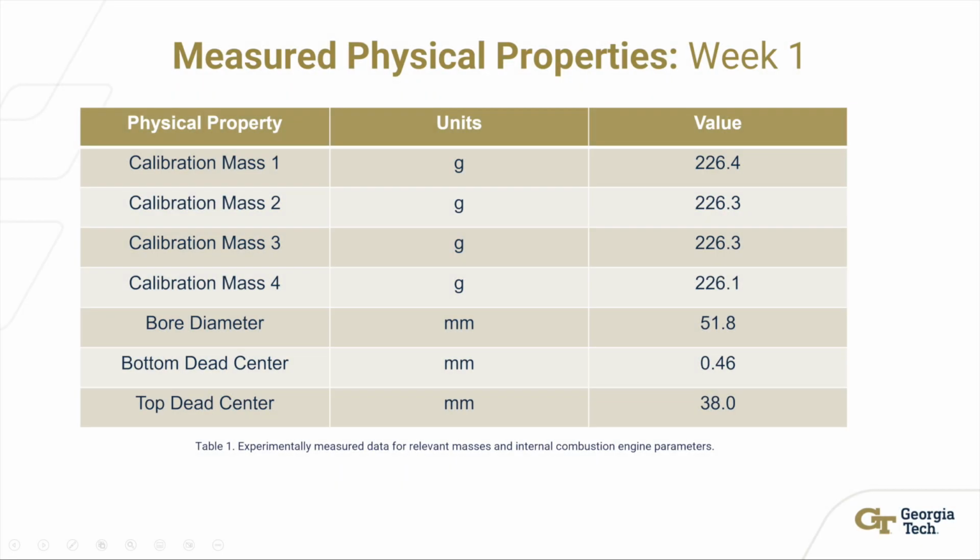Here is a table showing the measured physical dimensions of the IC engine, which will be later used for a motor work uncertainty analysis. The bore diameter, top dead center, and bottom dead center were measured using a digital caliper, and the calibration masses were measured using an electric mass scale.